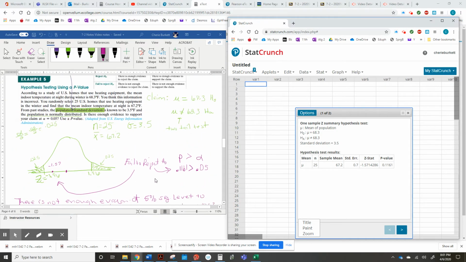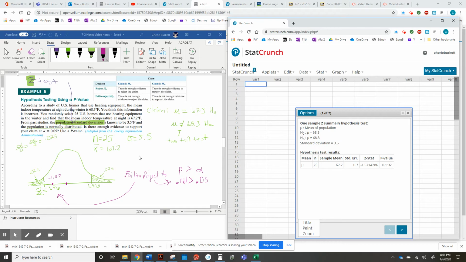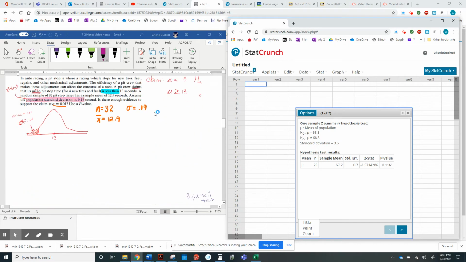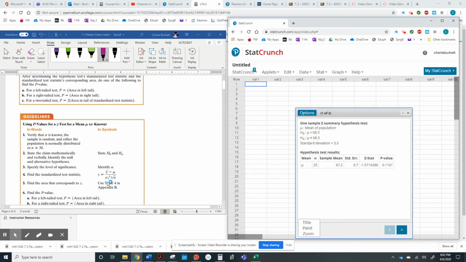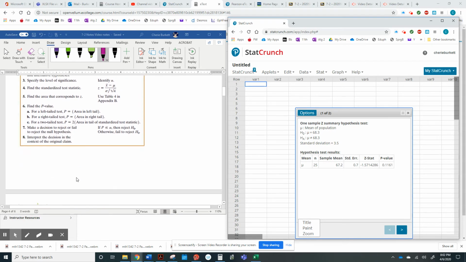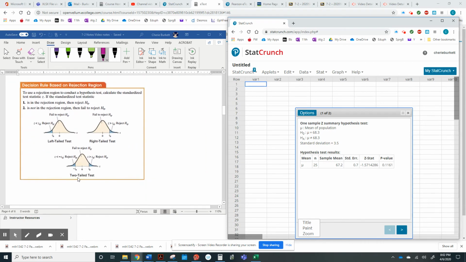Now, remember, the other thing you could do would be using the table and these formulas that we use at the beginning. You could be using this formula right here and looking up your test statistic and your critical value. You could be looking that up on your table and then drawing your conclusion that way.